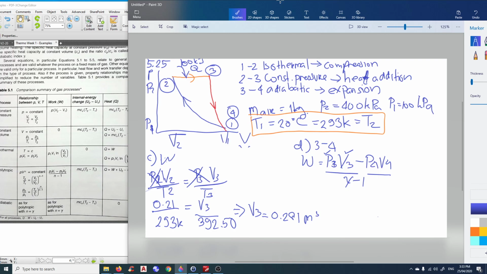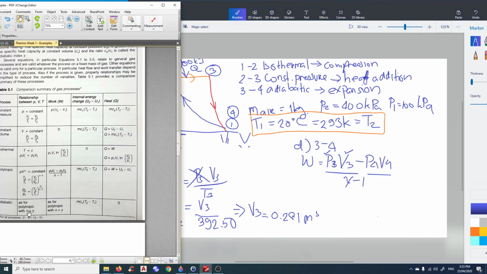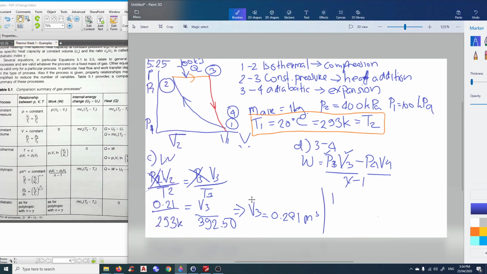So we got P3, we got V3. We need to find V4. So V4, the relationship is between 3 to 4, which is the adiabatic. So let's have a look at adiabatic there. It's the same as polytropic, except n changes to the adiabatic index. What I will use is this expression. This is on your formula sheet, not on the summary that I have. So P4 over P3 equal to V3 over V4 to the power gamma.